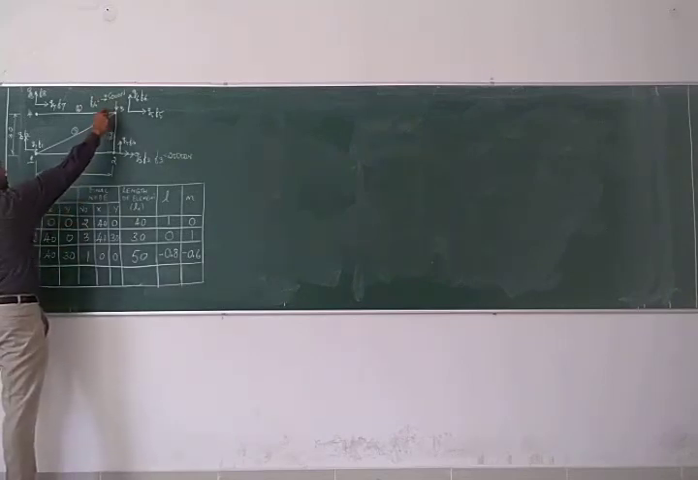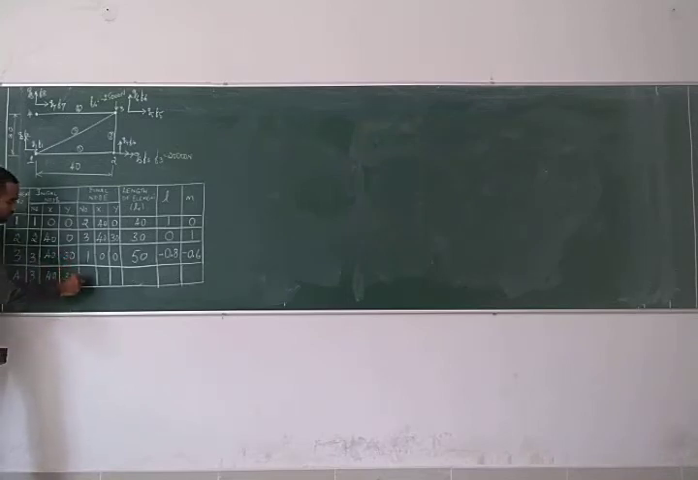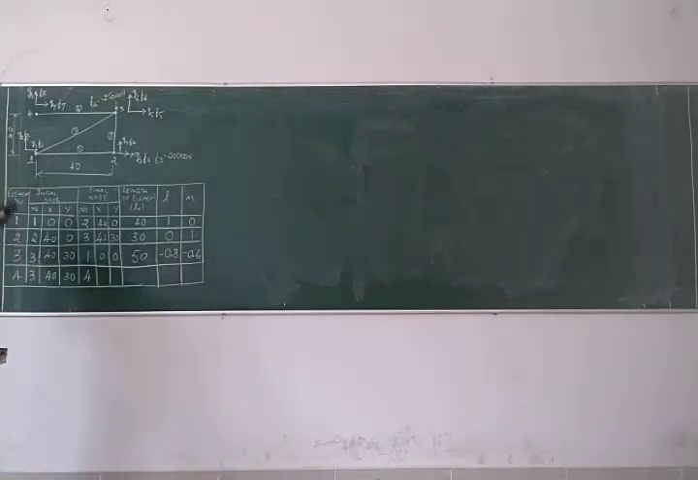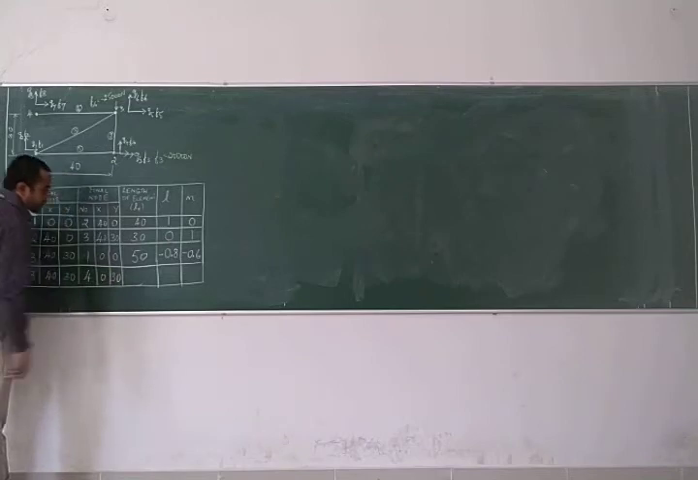Next, going to the fourth element. Fourth element is from node 3 to node 4. So what is the initial node? The initial node is 3. Its coordinate is 40 along x direction and 30 along y direction. Node 4 is the final node and its coordinate value is 0 along x and 30 along y direction. So this is 0 and this is 30.